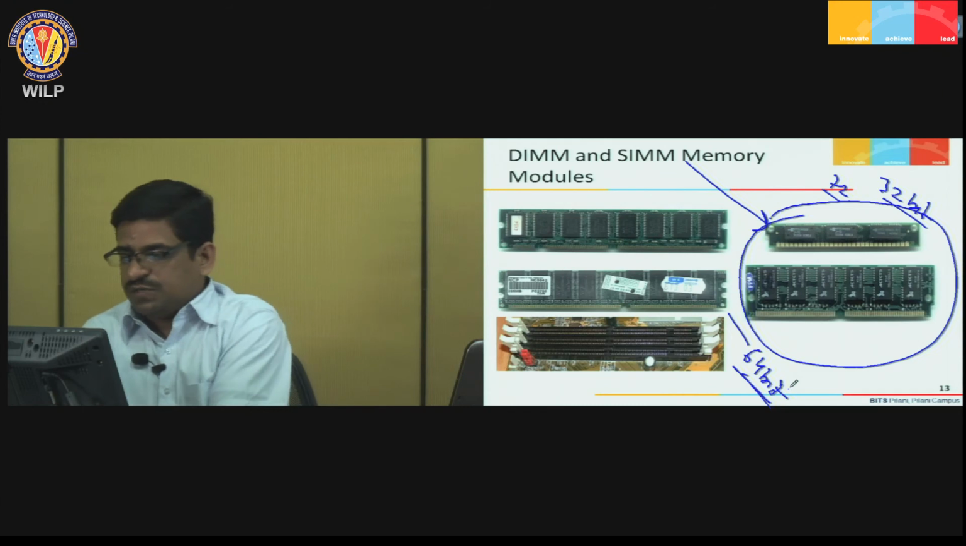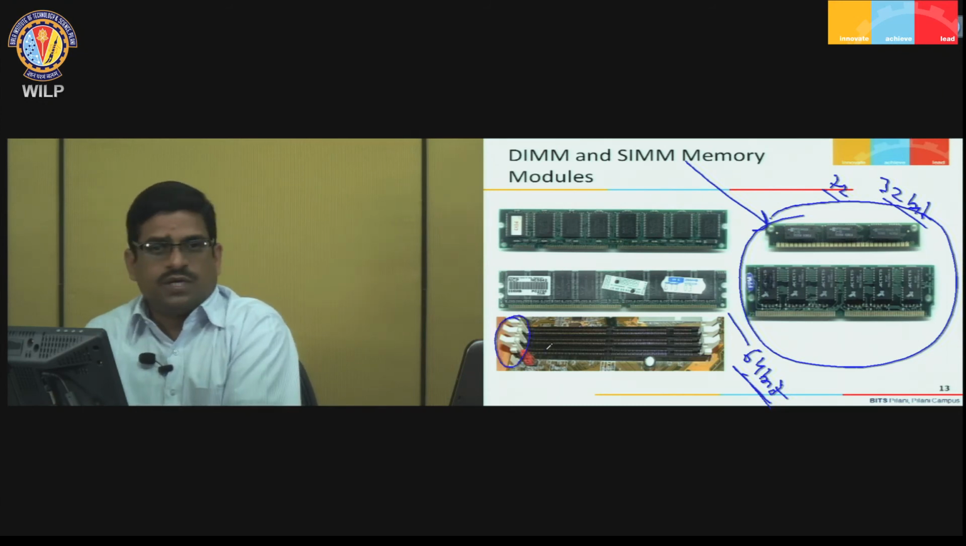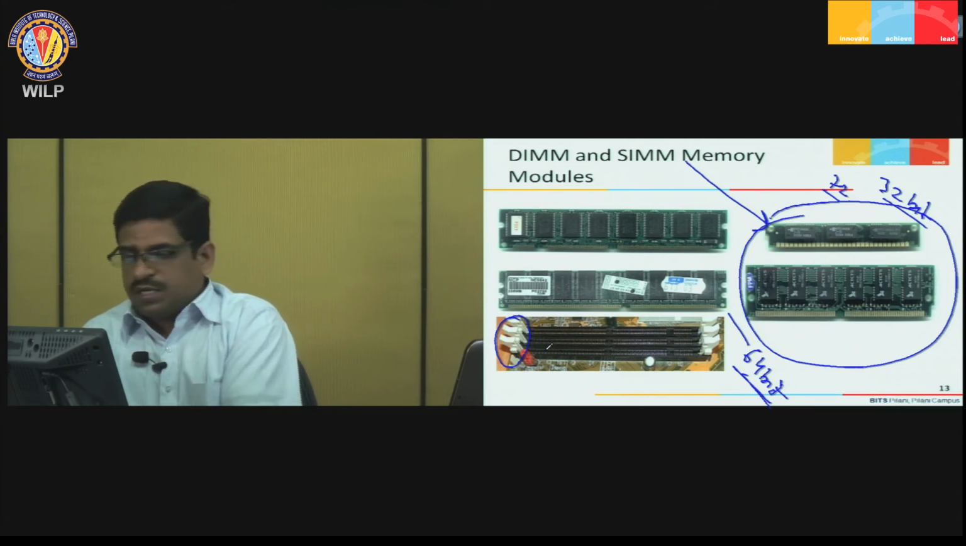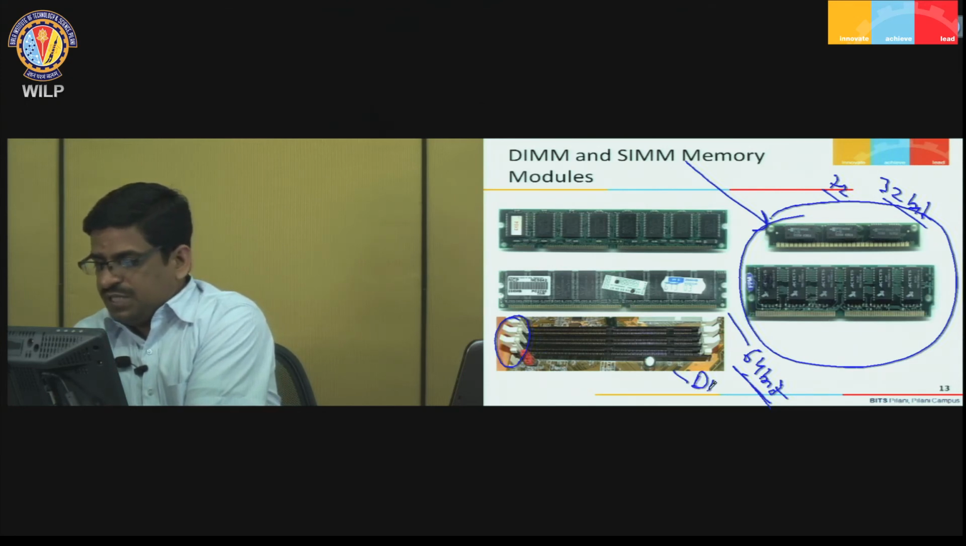And these slots, you can see nowadays in computers, in your motherboard you can place your memory, you can put your memory module. So, these slots are called DIMM slots.